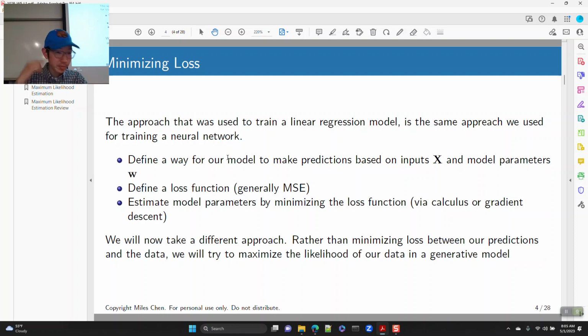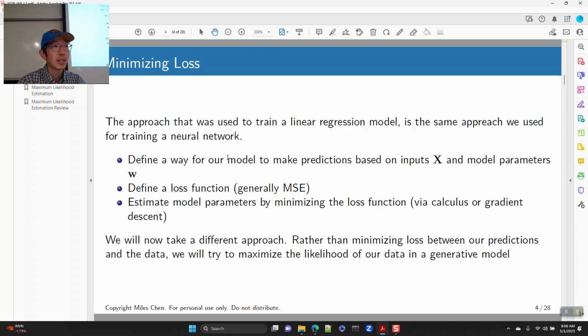We're just trying to minimize the squares of the residuals. So we define a way for our model to make predictions based on some input X and some model parameters. Here I have this vector W, but there might be multiple stages. We have some kind of loss function, and we've been using mean squared error, but it could be some other kind of loss function. Squared error is frequently common.